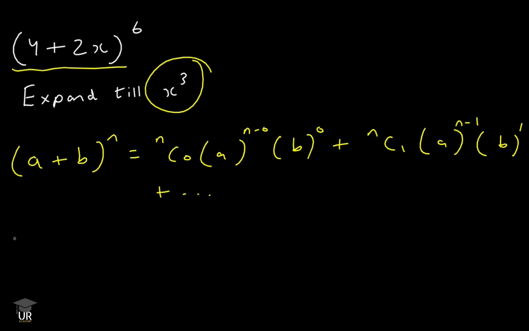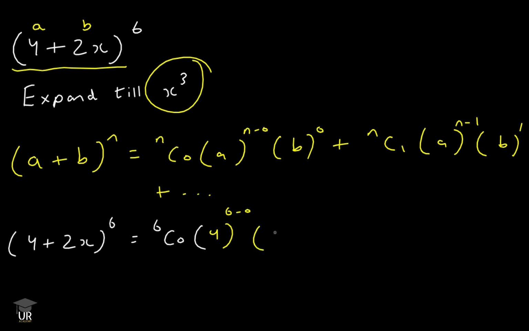So let's write it down here. (4 + 2x) to the power 6, right? This will become 6C0. Now let's just figure out what is our a and what is our b. As we can clearly see, this is my a and this is my b. So now we are going to use these numbers instead of a. In place of a we will now write 4, and 4 to the power n minus 0 means 6 minus 0, right? Then b is 2x, so 2x to the power 0, right? So this is going to be our first term.